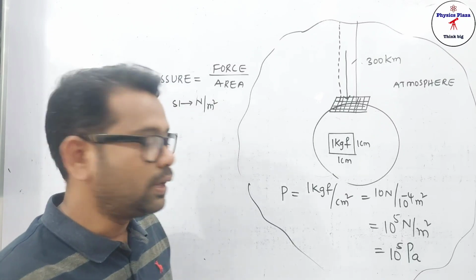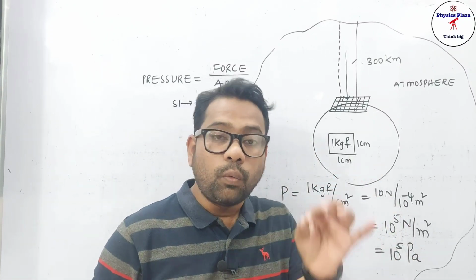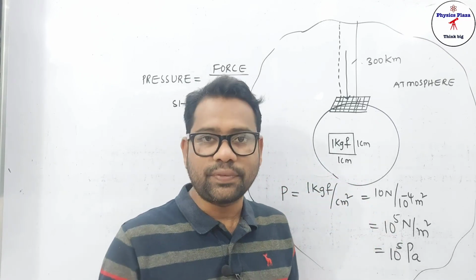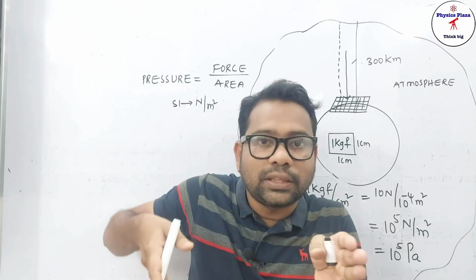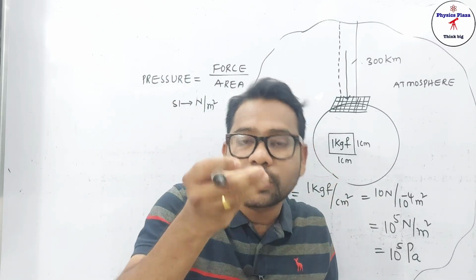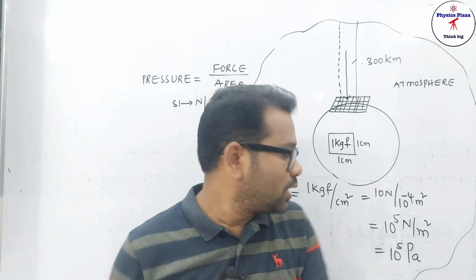10 power 5 Pascal means this much pressure will act on 1 meter square area. Means on earth surface, children, if you take 1 meter width and 1 meter length, that area will be 1 meter square. So on that 1 meter square area, how much pressure acts?